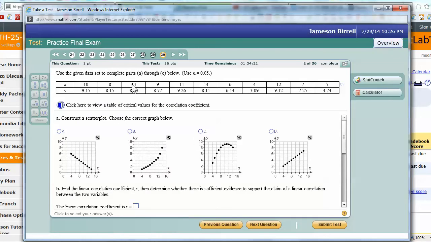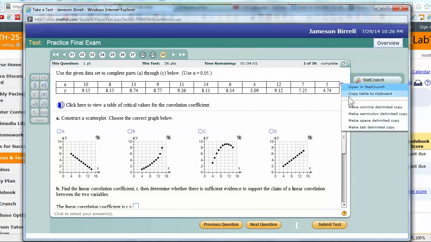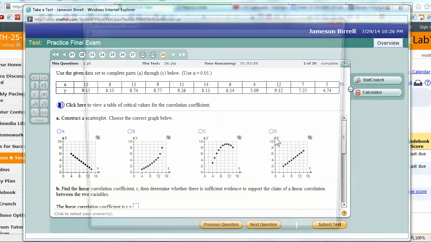Okay, use the given data to do parts A through C. Use significance level of 5%. And this is apparently supposed to be paired data. Doesn't seem to be telling us what the relevance is, if these are pounds or feet or whatever. But I can run the whole thing right here in StatCrunch.